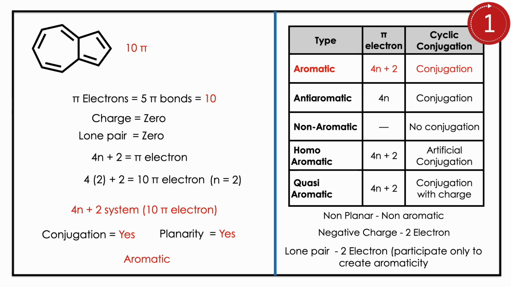So it's 10 pi, which means a 4n plus 2 system where n is 2. So in a 4n plus 2 system, conjugation is definitely there. It is cyclic and planarity is definitely there. All are sp2 carbons. So the given compound is aromatic.